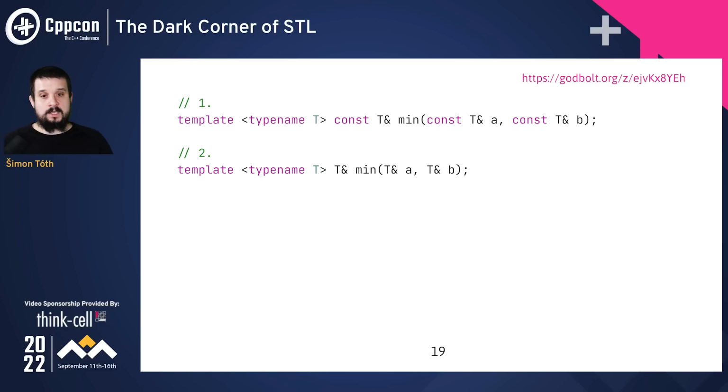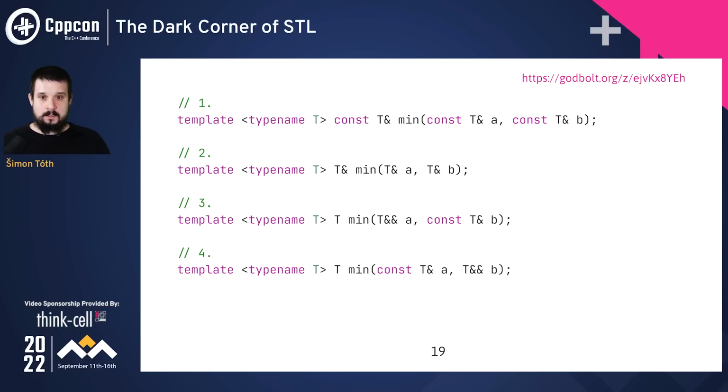And now, if we call this function with two mutable references, we end up with overload 2, returning a mutable reference. If we call this function with one of the arguments being const, we default back into the first overload. So good, we have solved that issue. What about returning by value if we have a temporary as one of the arguments? Well, that's not so nice, unfortunately.